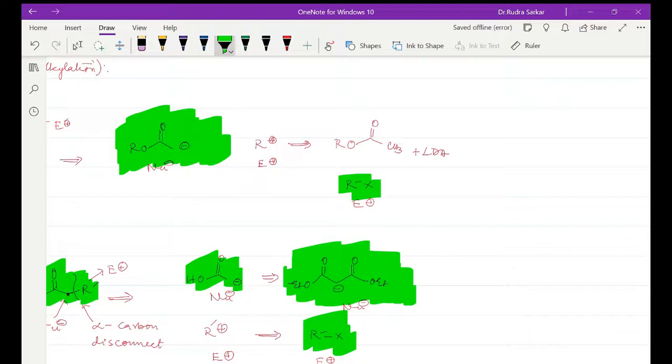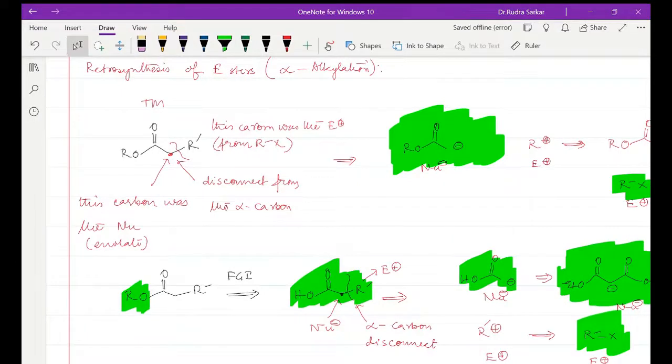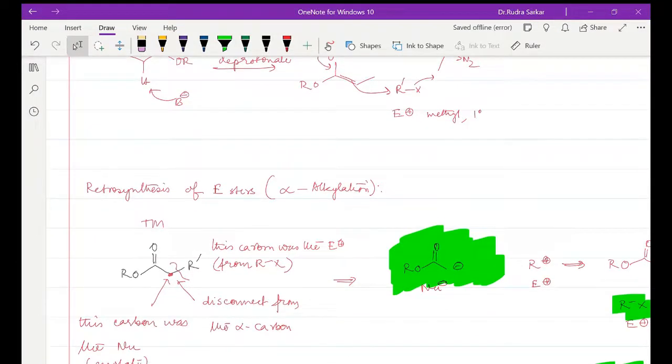So I hope that clarifies the topic of ester, in which we have discussed the retrosynthesis of ester.